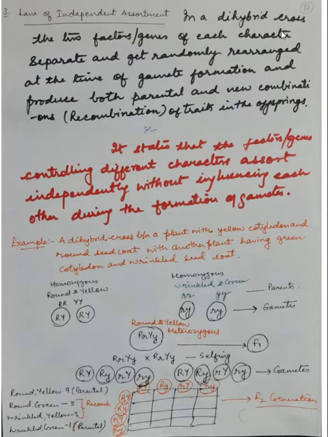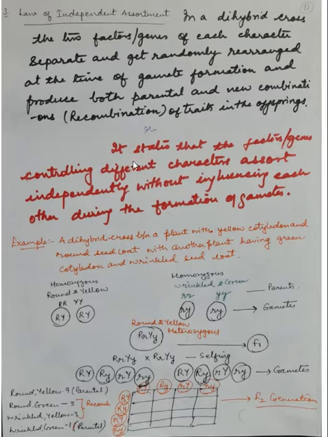In a dihybrid cross, that means we are taking two characters. The two genes of each character separate and get randomly rearranged at the time of gamete formation and produce both parental and new combinations, that is recombinations of the traits in the offspring. You can also define it in a simpler form, whatever you find convenient. There are some technical terms that should be present in the definition, and it is very important to learn these laws because they are asked in the paper to mention.